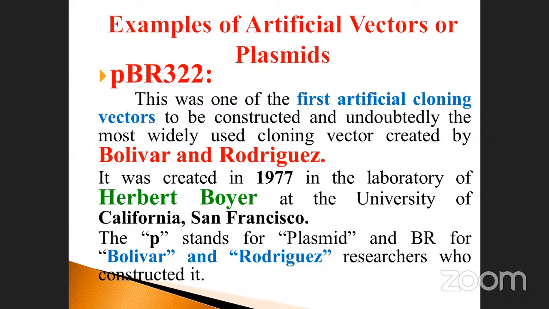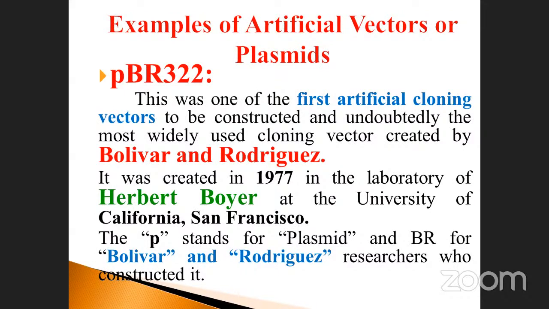The examples of artificial vectors are the plasmids. The name is plasmid pBR322. This was one of the first artificial cloning vectors to be constructed and undoubtedly the most widely used cloning vector, created by Bolivar and Rodriguez. It was created in 1977 in the laboratory of Herbert Boyer at the University of California, San Francisco. We already know this concept very well, isn't it?